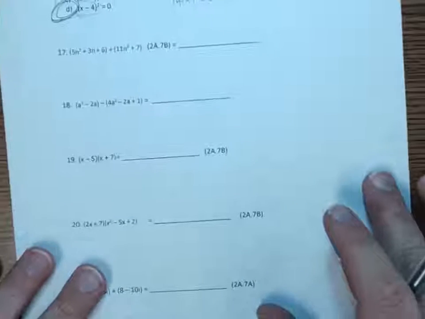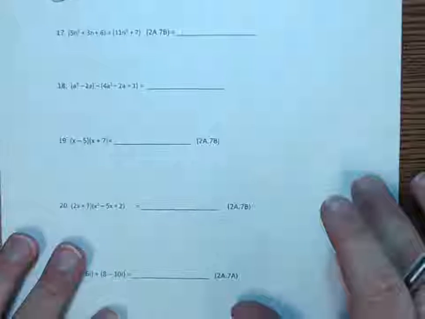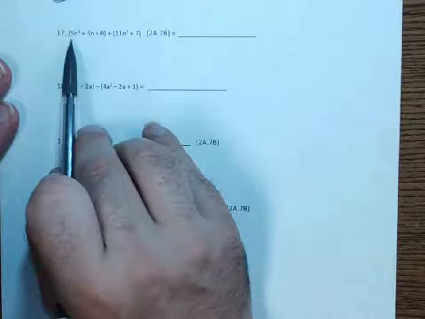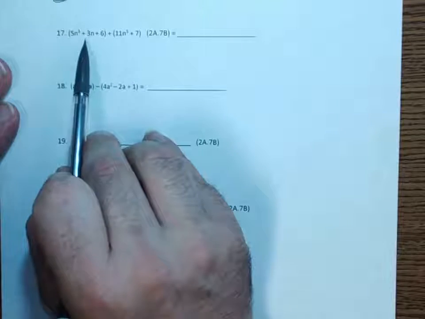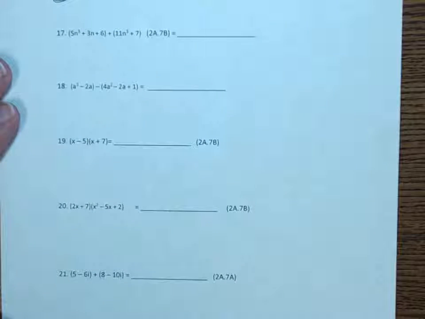So questions 17 through 20 on the Unit 3 example question set are all polynomial operations. So I thought I would just work through them all with you here. 17 has us adding 5n cubed plus 3n plus 6 to 11n cubed plus 7. Now this is addition, and as I've mentioned, addition is very forgiving.